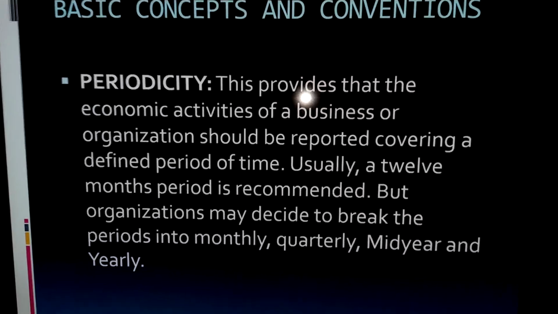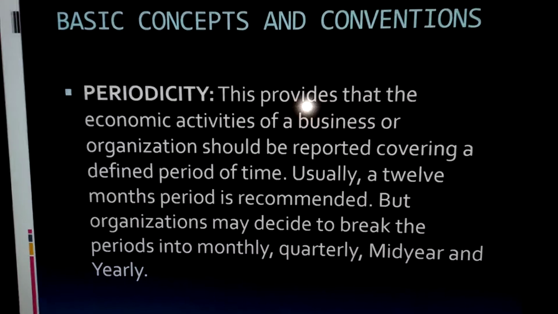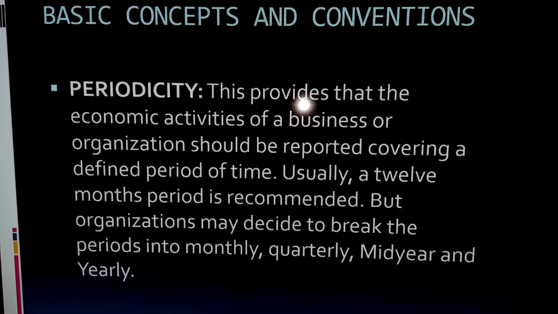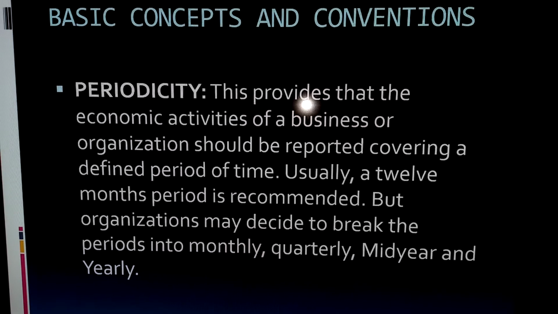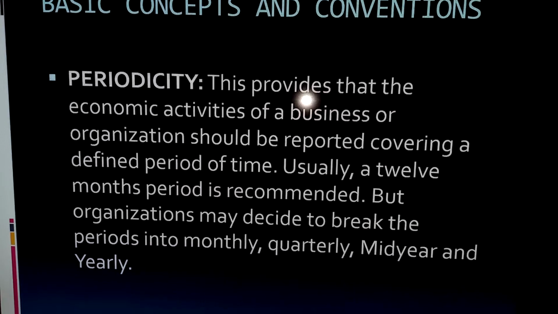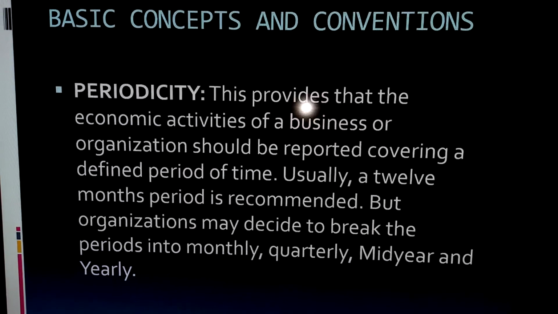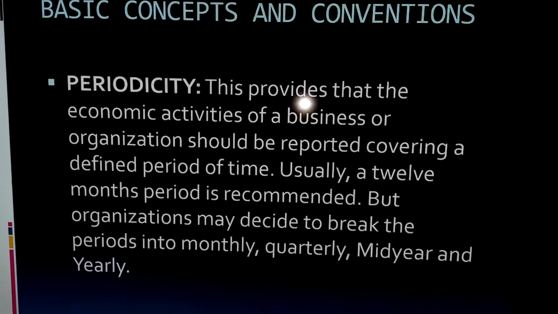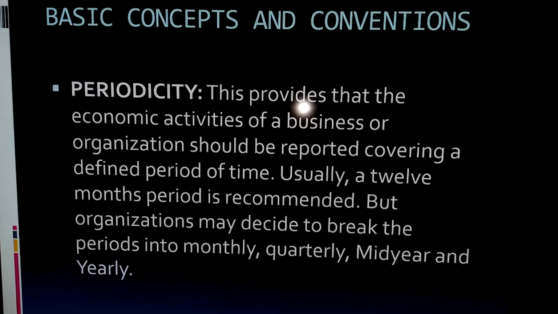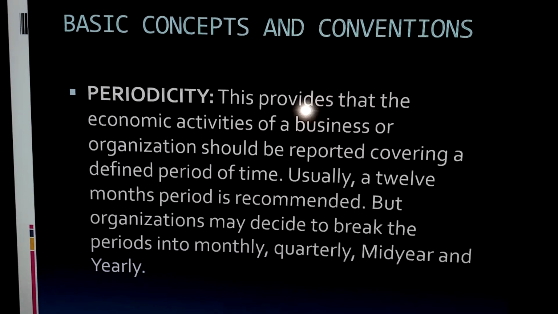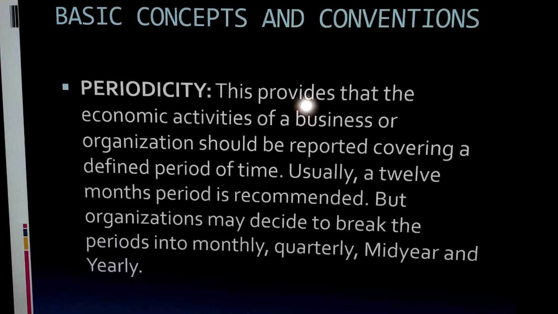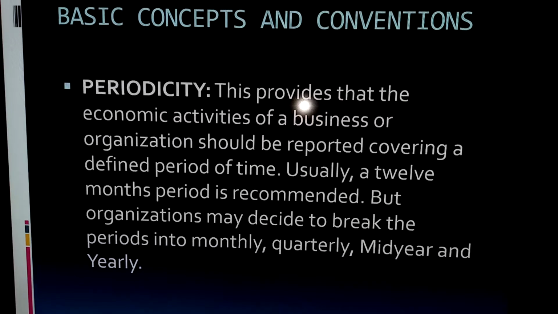Periodicity: what we are saying here is that there is a particular period for reporting the activities of the organization from time to time. It is defined. So this concept suggests 12 months, which is 1 year, per annum. So basically, business organizations report their activities at the end of the year. What we're not saying is that it is not possible for you as an organization to break it down. You can do monthly review, quarterly review, mid-year review, or yearly review. But what this concept is saying is that there must be a defined period for which business activities are reported. Is that not so?